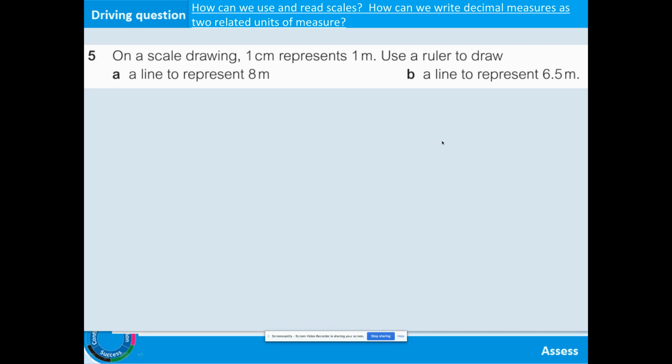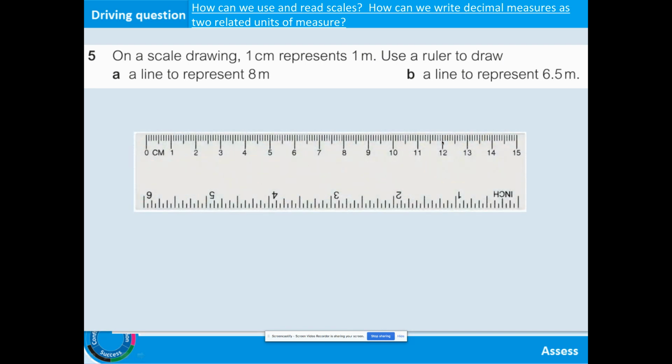Right, okay, I can't actually measure your lines, but I can show you what they should look like on here. So there's my ruler, and here's my line. It always starts at 0 on the 0 line, and 1 centimetre represents 1 metre. So I need 1, 2, 3, 4, 5, 6, 7, 8 centimetres will represent 8 metres.